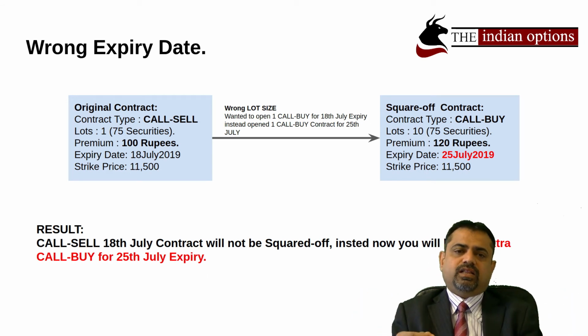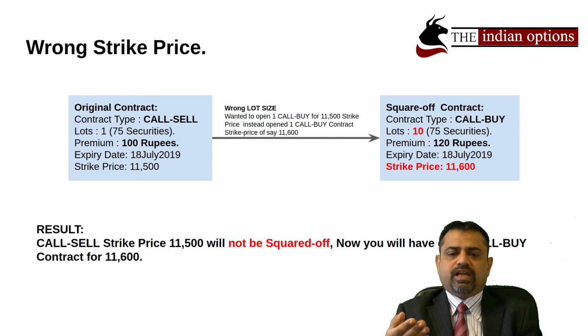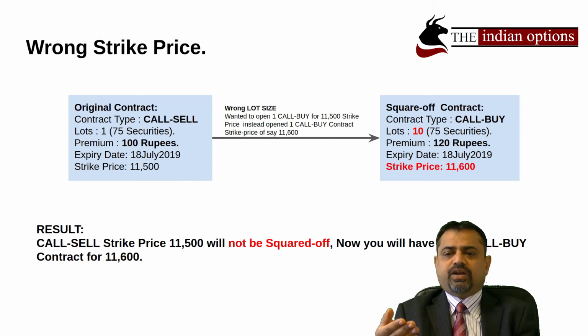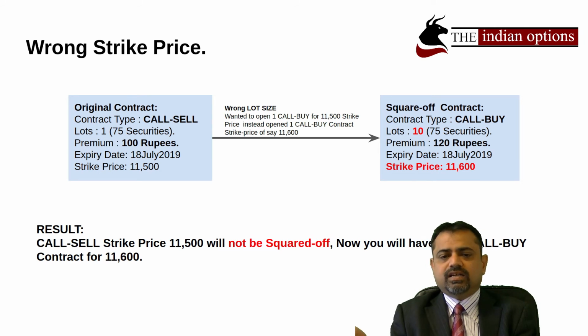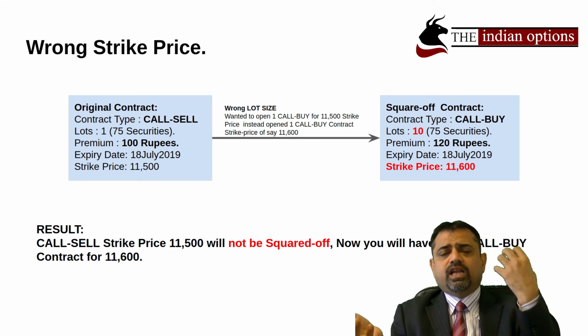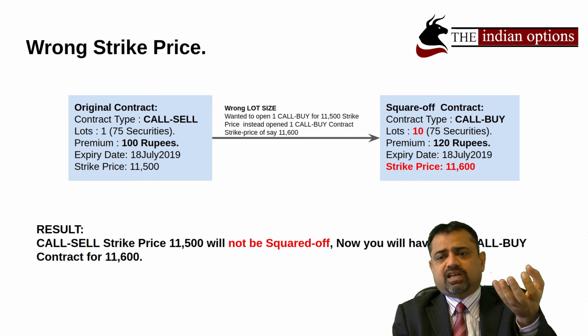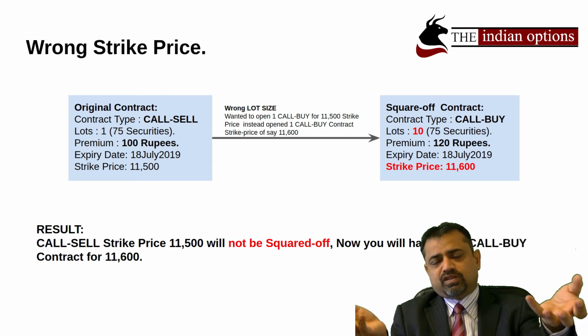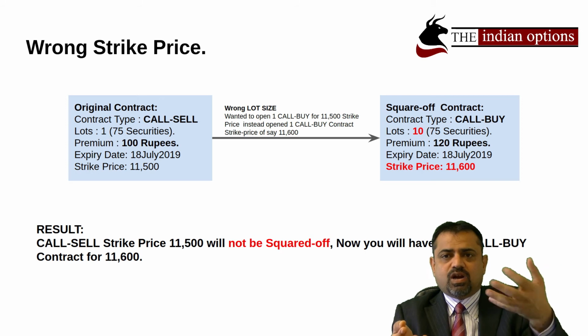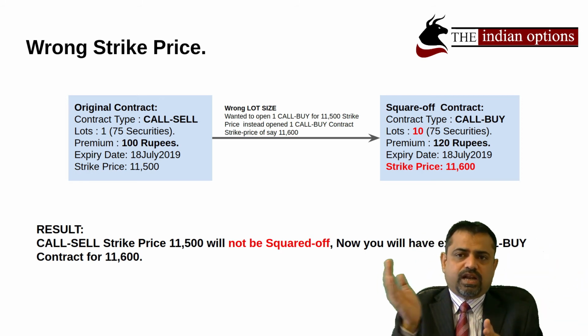Right? And then wrong strike price also. Like if you had the original contract of 11,500 and you opened a new contract with, say, 11,600, in that case now you will have two contracts: one call sell for 11,500, call buy for 11,600, and the original contract didn't get squared off. Okay, so you'll have an extra contract.